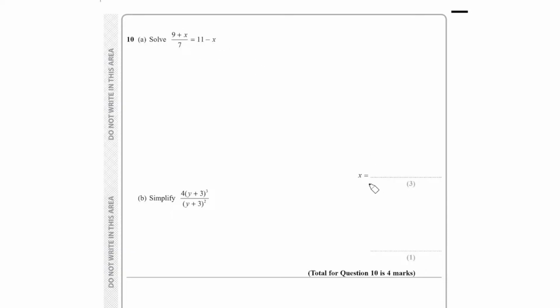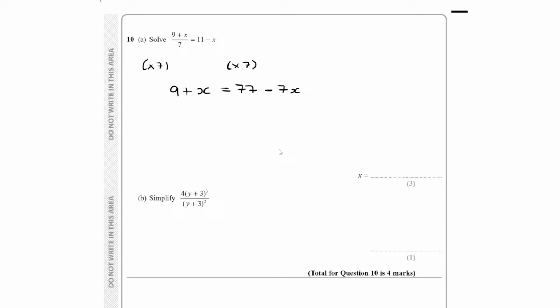So to solve it, obviously you can see the whole point is to get x on its own on one side, isn't it? So I need to rearrange everything. I obviously don't want a fraction, that's the first thing. Let me get rid of the fraction. So I'm just going to multiply by 7, because, you know, how equations work. If you want to move something to the other side, you just multiply. Obviously that then opens up the 9 plus x, but do multiply all of this, so that would be 77 minus 7x.